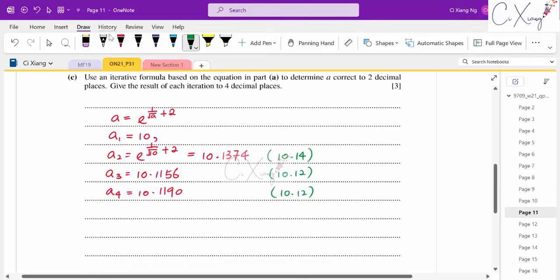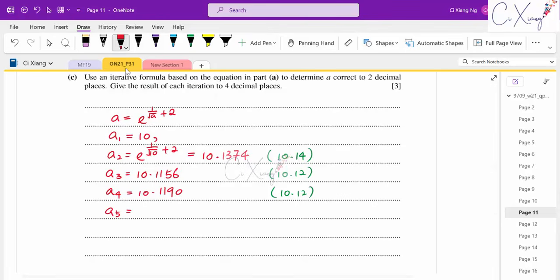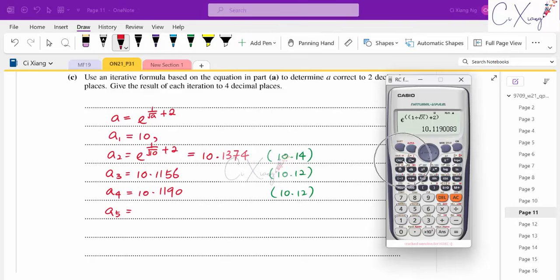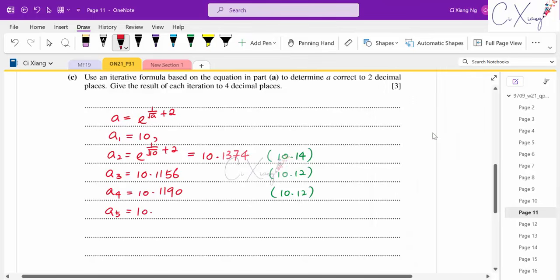But usually for me, I want it to be safer. Usually I will want to carry out maybe one or two extra iterations. So again, I press calculate one more time, then I will get 10.1190. Then you press the equal sign. Then you get 10.1185. Then again, I investigate the two decimal places answer.